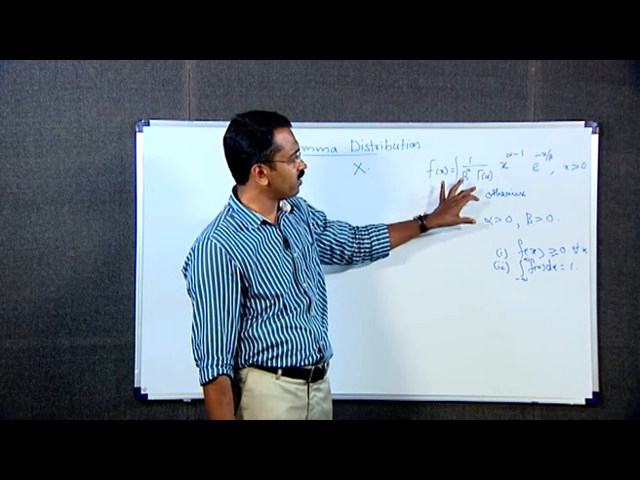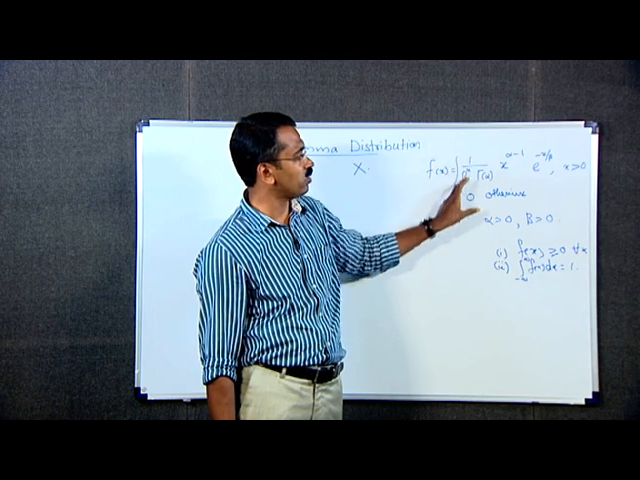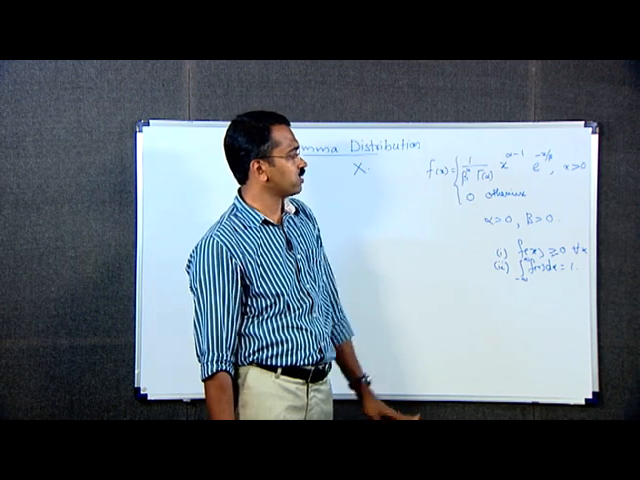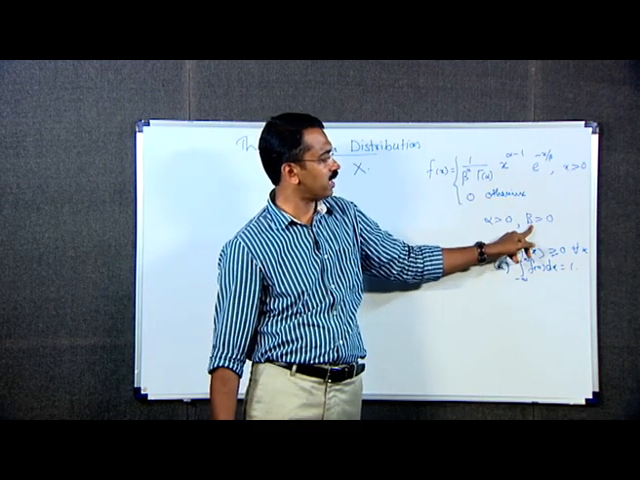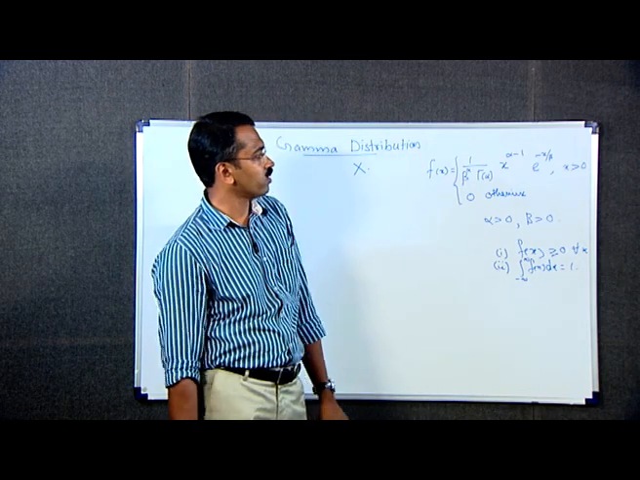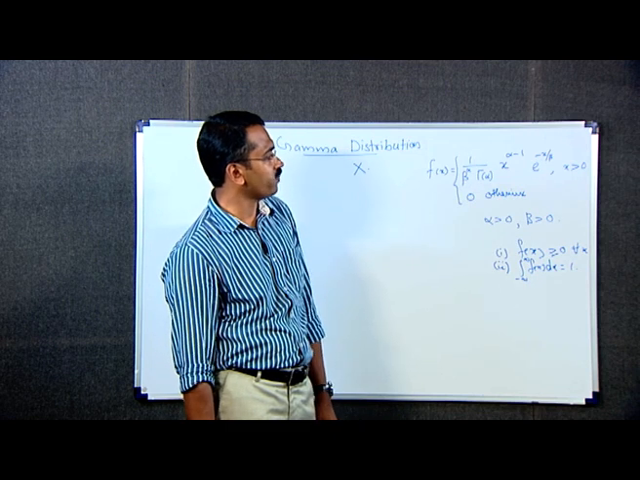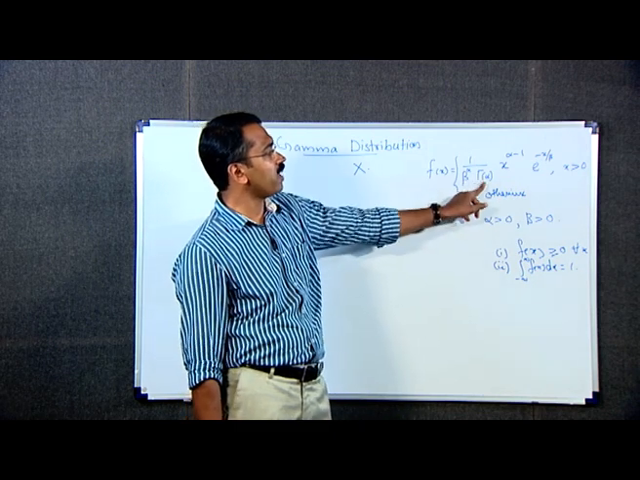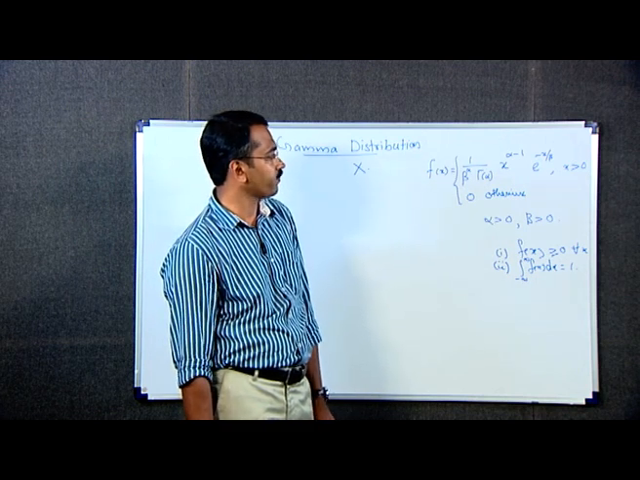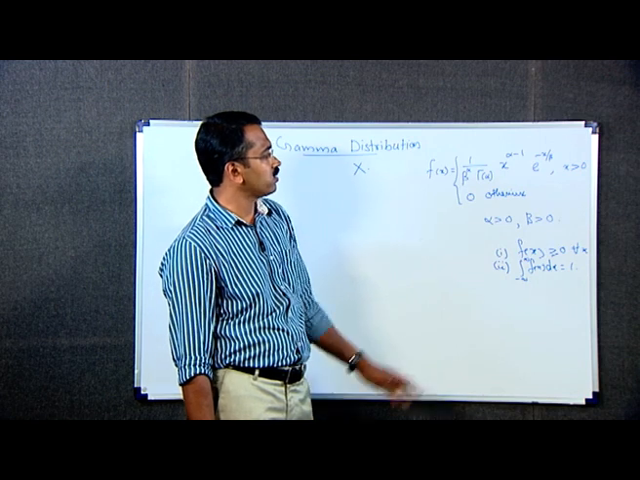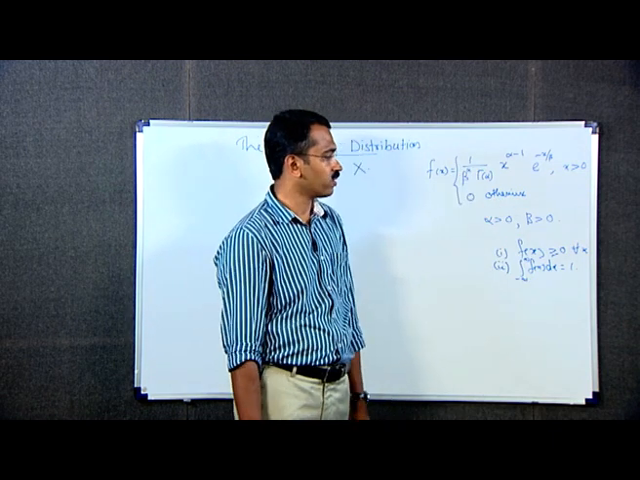Here, obviously, this function is always greater than or equal to 0, because x is greater than 0, alpha is greater than 0, and beta is also greater than 0. Therefore, this term will be greater than 0. Also, gamma alpha is always greater than 0, and f(x) is equal to 0 otherwise. That means f(x) is obviously greater than or equal to 0 for every value of x.